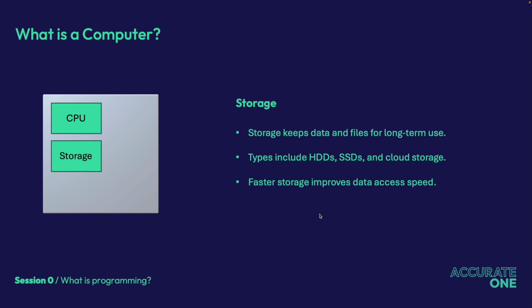Next, let's talk about storage. Storage holds the data and instructions that the CPU needs to perform tasks. Think of it as the computer's memory, where it keeps information long-term, like on a hard drive or SSD, or short-term, like RAM. When we program, we often work with the stored data, whether saving, retrieving, or modifying it.